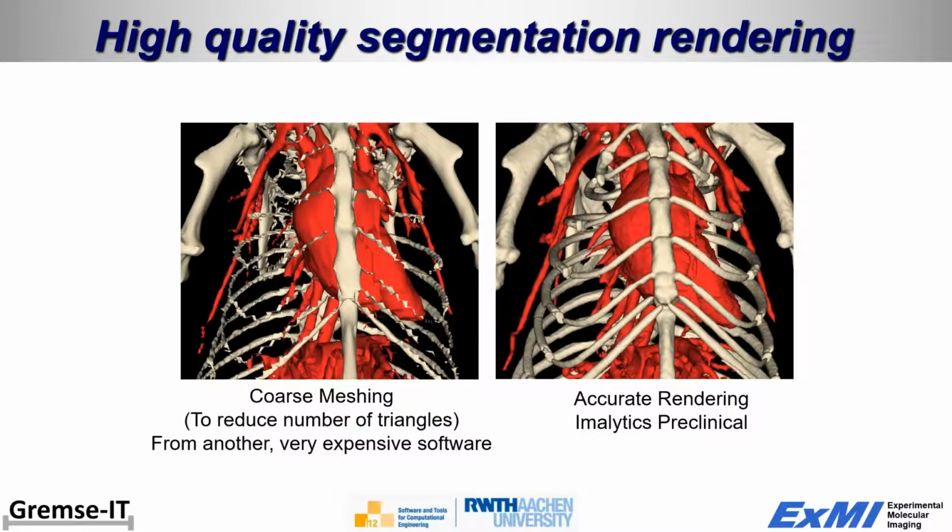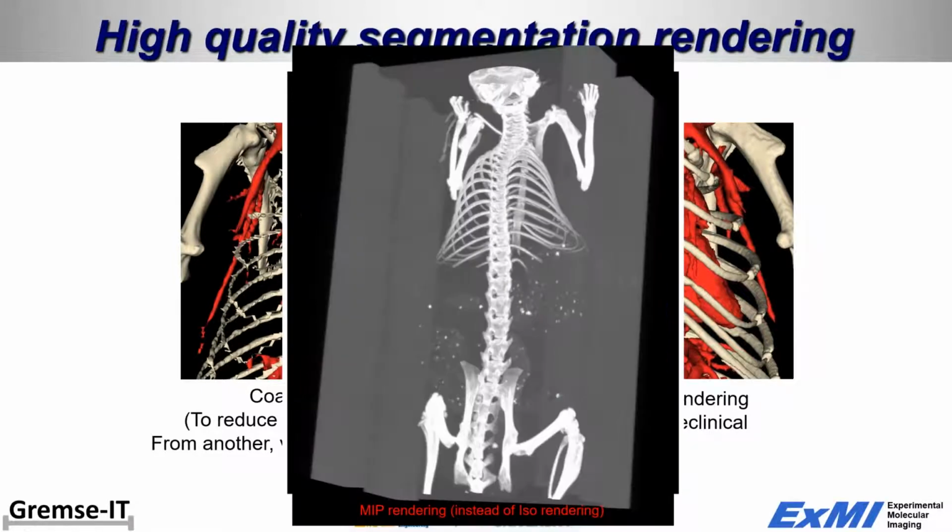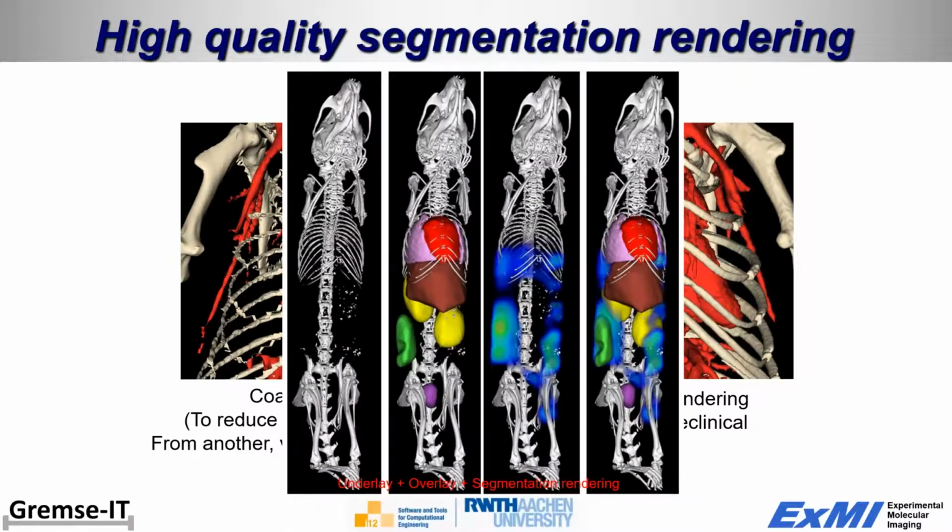Then the segmentation rendering has a high quality and it's very robust. It's based on ray casting, actually. On the left, you can see a rendering from another very expensive software, which just performs some coarse meshing to be fast. But our software performs a very accurate rendering that's also pleasant to work with for several hours. The rendering works in combination for the underlay, the micro CT, the segmentation, and the overlay, for example a fluorescence data set here, and you can combine it in any combination or all together. You can also do MIP renderings, maximum intensity projections, which are sometimes useful, but I often prefer these isosurface renderings because they look more natural.